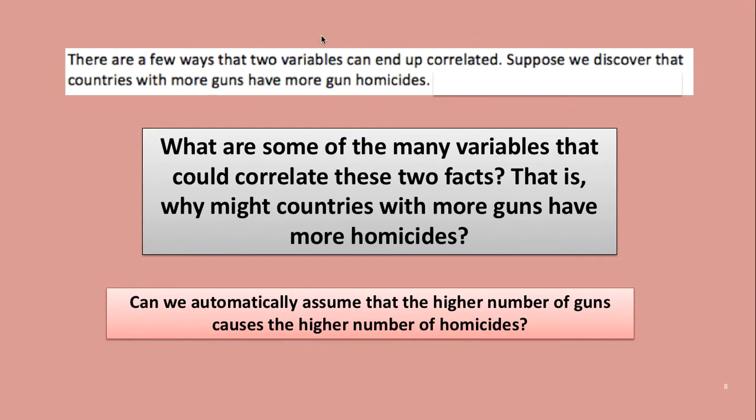Suppose we discover that countries with more guns have more gun homicides. Think, what are some of the many variables that could correlate these two facts? That is, why might countries with more guns have more homicides? Can we automatically assume that the higher number of guns causes the higher number of homicides? Obviously not. There are other variables at play here.